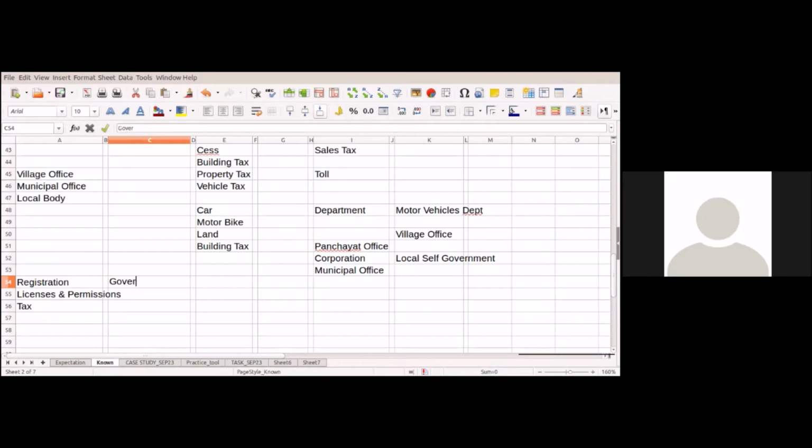You have the government, and it is simple to understand, because see, if you want to register a vehicle, where are you going to register, Vishnu? If you want to register a vehicle, where are you going to register? Motor vehicle office. Motor vehicle department. If you want to get your license to drive a vehicle, where are you going? Motor vehicle department. Motor vehicle department.